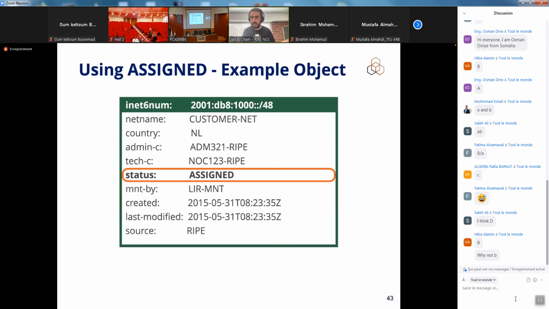You create an INET6NUM, and you see the status there is called ASSIGNED. As easy as that. I will not go into the details here.